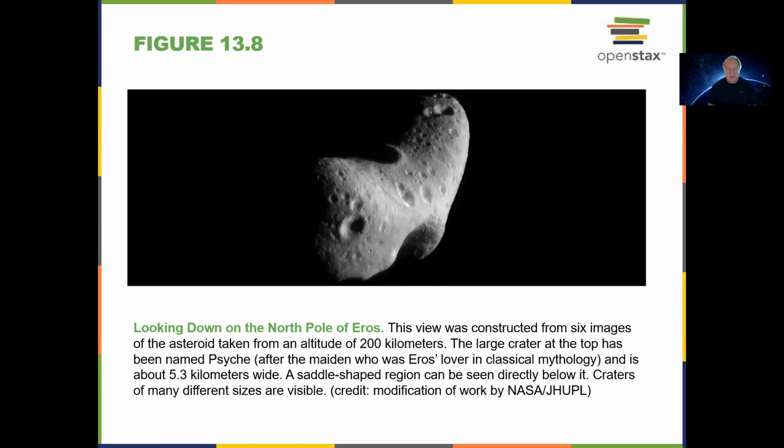Here we're looking down on the north pole of Eros, and this view is a construction of 6 images of the asteroid taken from an altitude of about 200 kilometers. So the large crater at the top has been named Psyche, after the maiden who was Eros's lover in classical mythology. And it is about 5.3 kilometers wide. So a saddle-shaped region can be seen directly below it, and craters of many different sizes are visible.